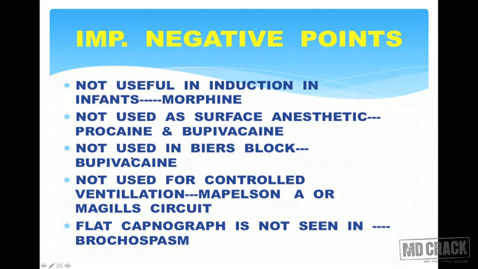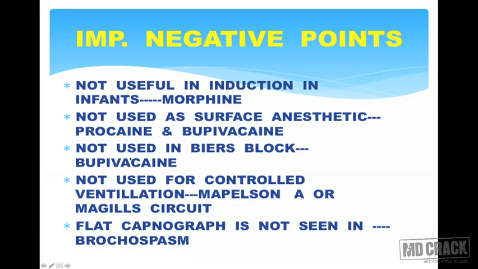Then what are the drugs which are not used for induction in infants? In infants, one drug which should never be used for induction is morphine. Which drugs are not used as a surface anesthetic? Procaine and bupivacaine. For giving surface anesthesia you use other drugs, but procaine and bupivacaine cannot be used. Which drug is not used in Bier's block? Bier's block is IV regional anesthesia, as I have already mentioned. Bier's block is always given with xylocaine, and bupivacaine is the one drug which cannot be used to give Bier's block.